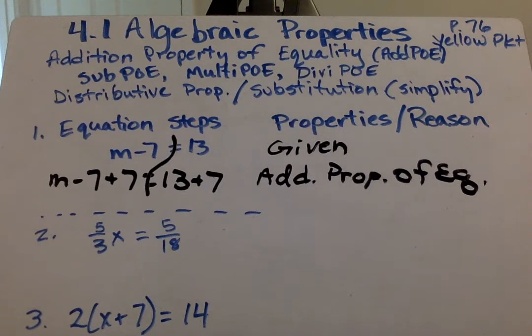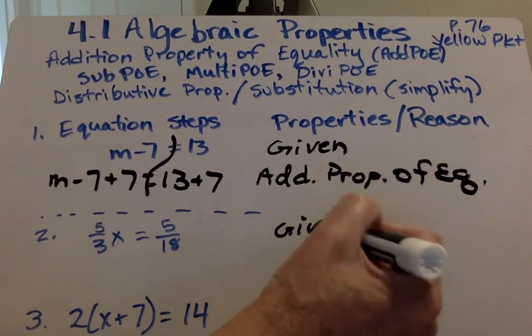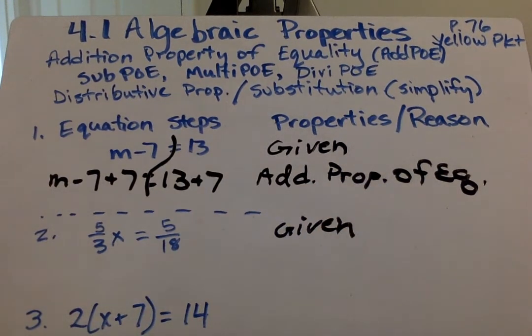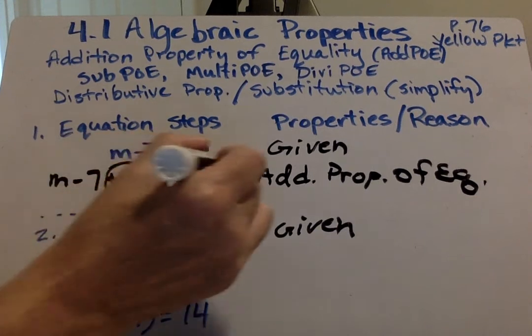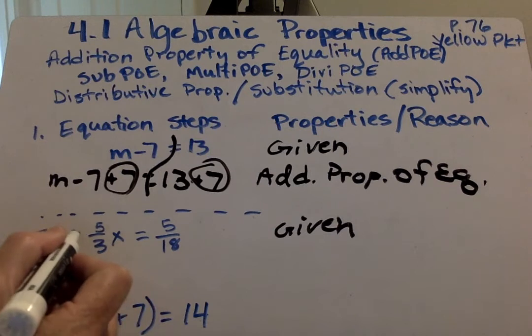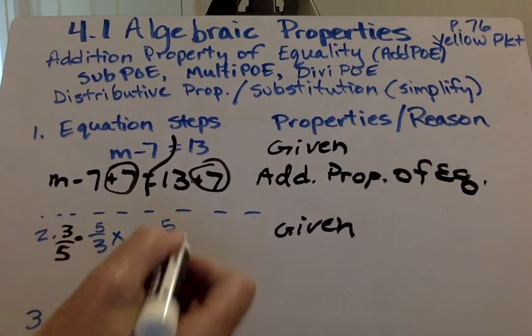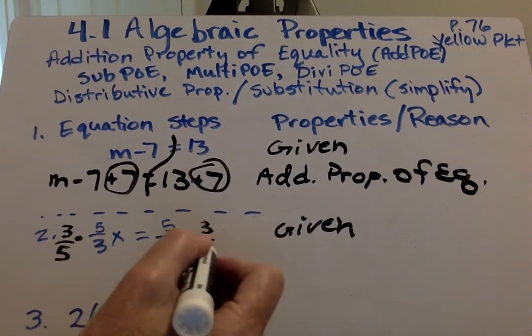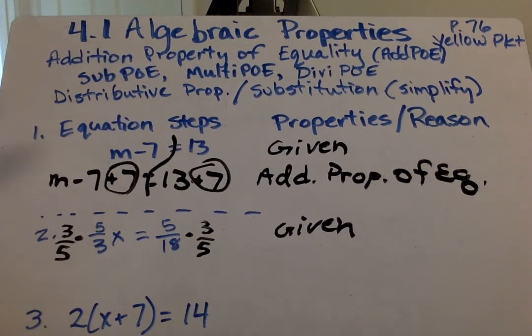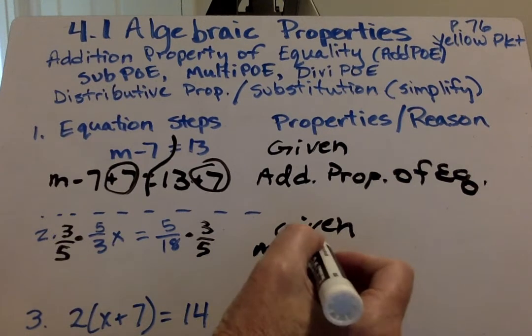Now, go on to number 2, where we have this equation, and again, we always put given. Now that's 5/3 x equals 5/18. Oh, I forgot to circle what was different here. We added 7 to both sides, okay? Over here, this is 5/3 times x, so we're actually going to multiply by the inverse. So if we're multiplying by the inverse, what do you think we call that? Multiplicative property of equality.